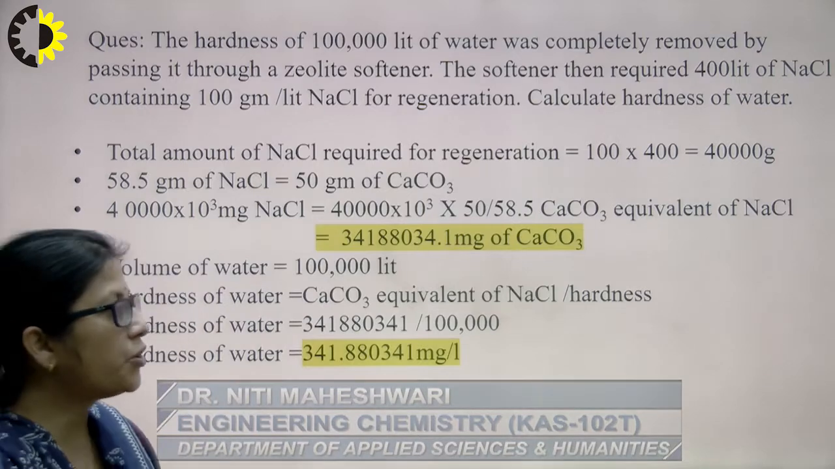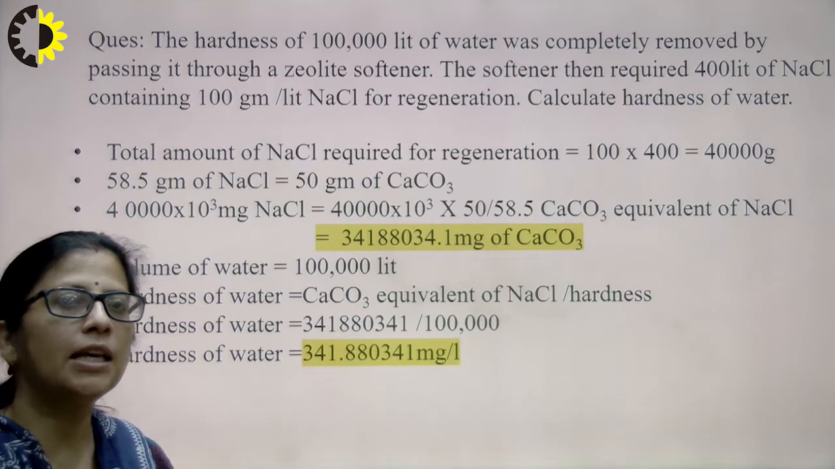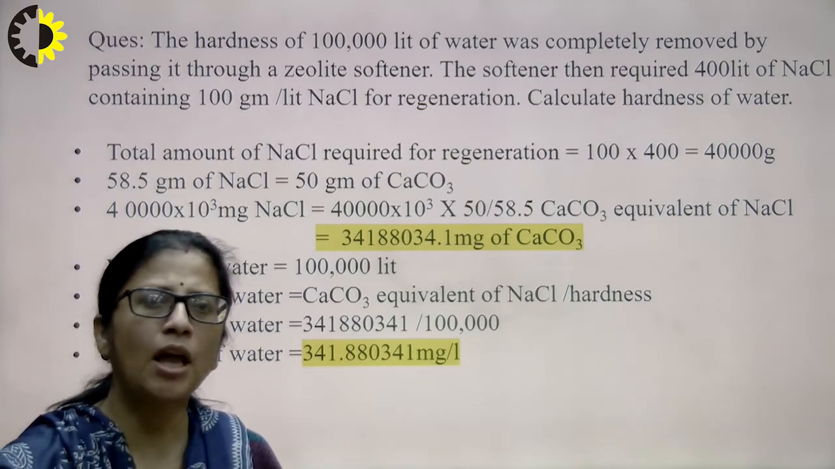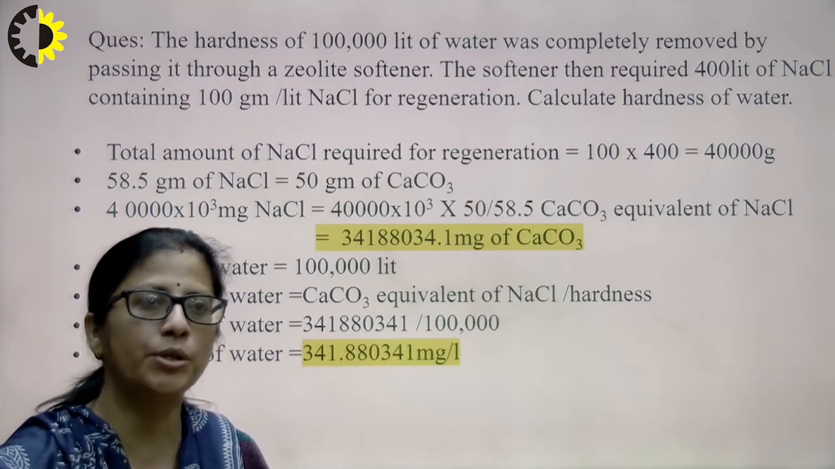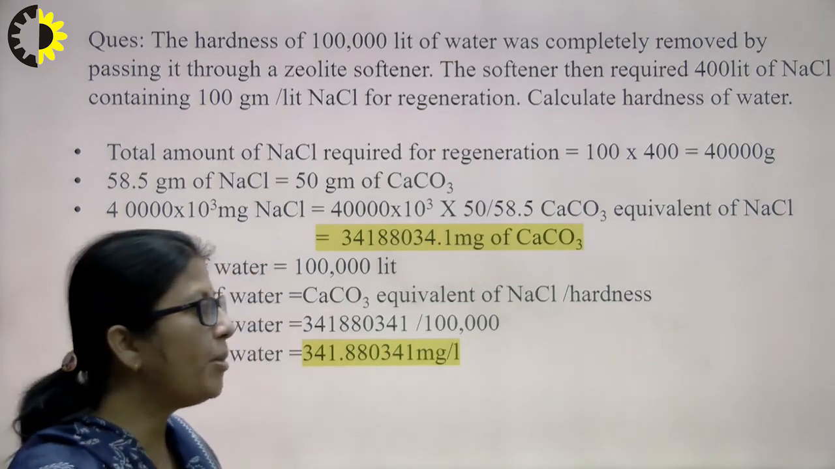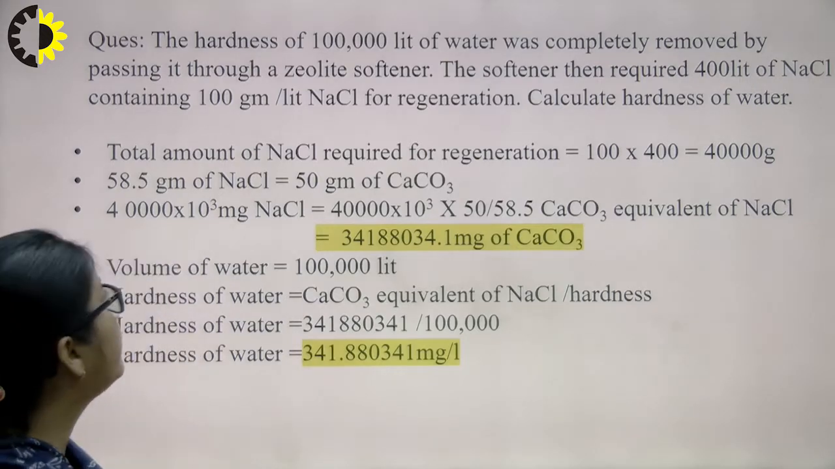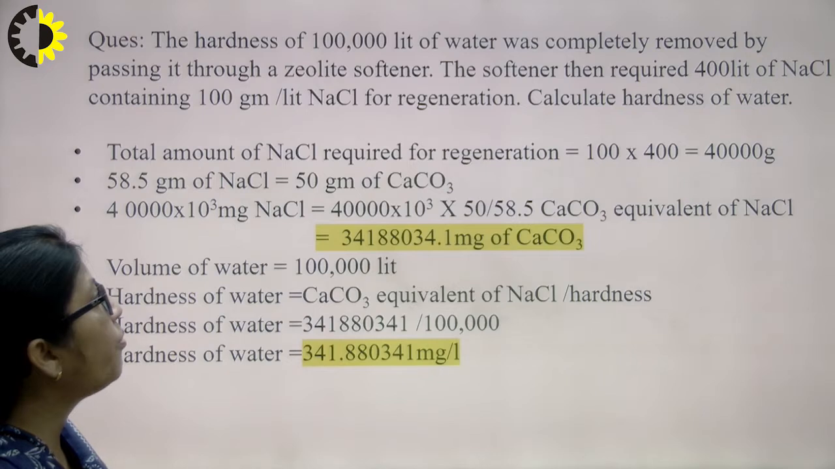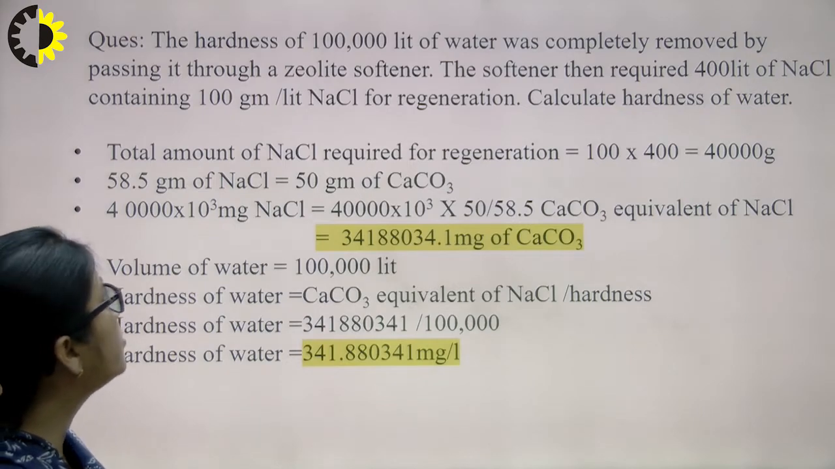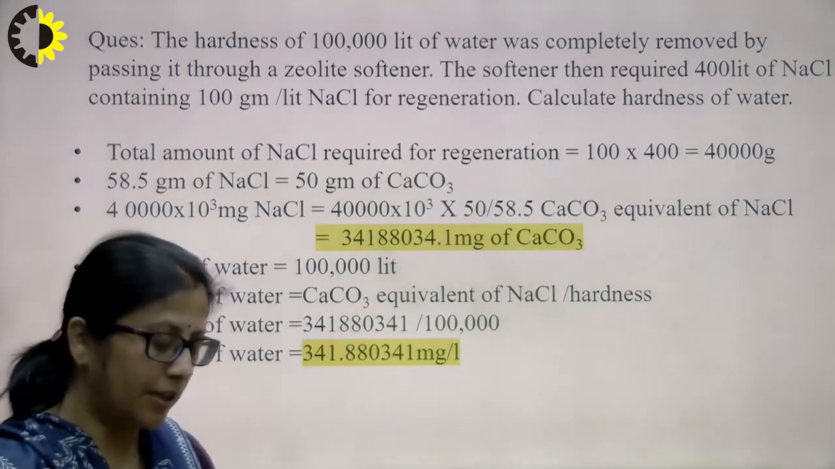So, in the last lecture I had explained the complete process. Today I will be taking its numericals. How can we calculate the hardness of water using zeolites? The first numerical that I had taken is: the hardness of 1 lakh liters of water was completely removed by passing through a zeolite softener. That is the process that I had explained earlier.